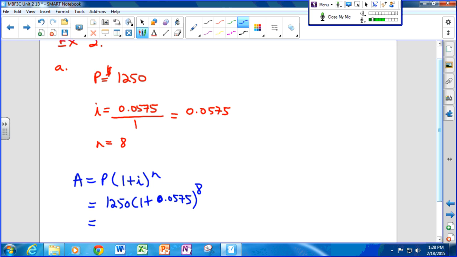Okay, well, this is fairly straightforward to work out on your calculator. So it's just 1 plus 0.0575, to the power 8. And I'm just going to put the intermediate result here. You don't really have to do that, but it helps you to see what should be in the bracket. It's not a big number. It's a little more than 1. It should always be more than 1.